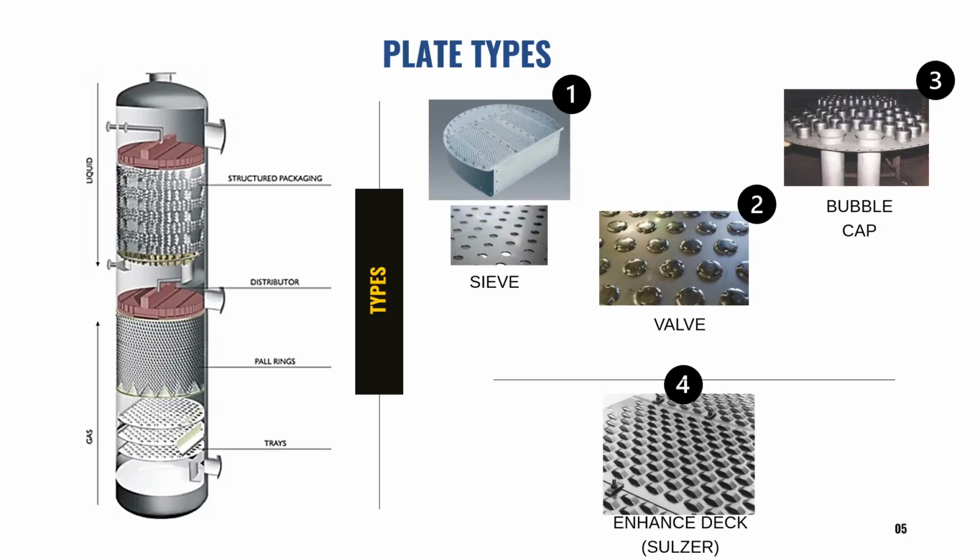Nowadays, sieve, valve, and bubble cap are the conventional types of plates. Currently there are a few types of enhanced plates manufactured to increase the contact and surface area between the gas stream and the liquid stream.